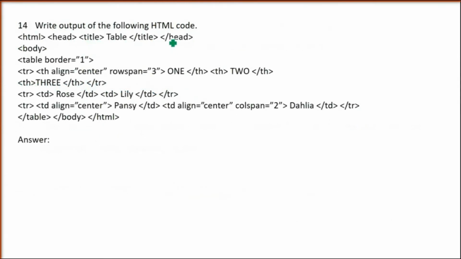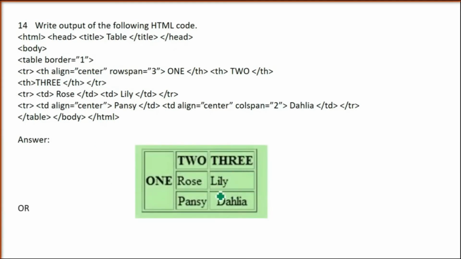Write the output of the following HTML code. What will be the output? Let me show you first what is happening so that you understand. We started with HTML and ended with HTML. In the head, that is the heading, we started and ended. In the title, we added text and ended. Title means whenever this web page containing this table comes, the title of that web page will have this text, table.